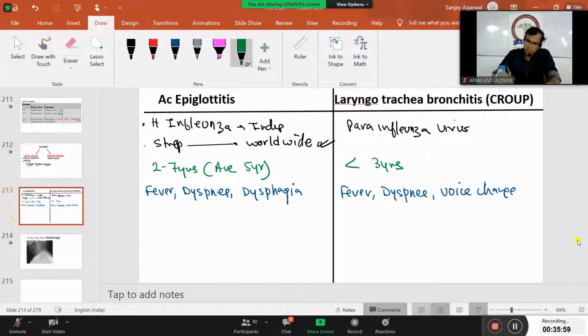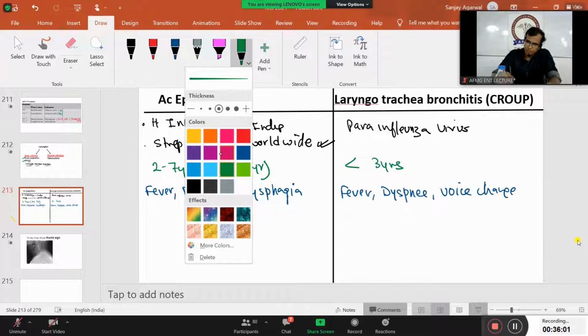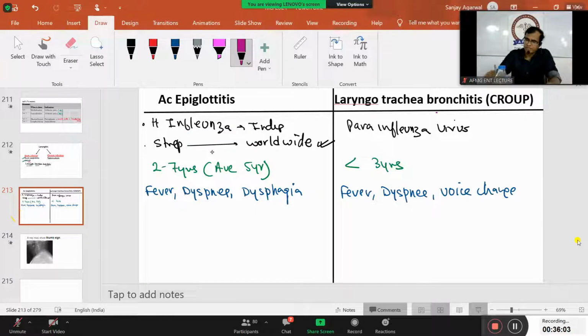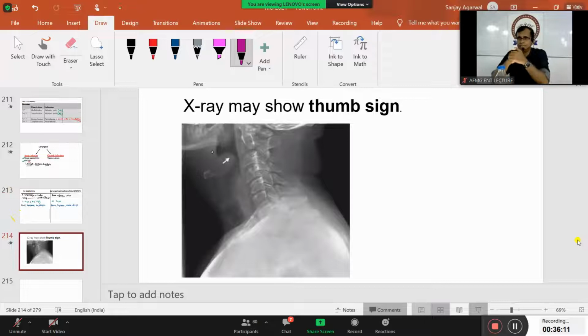And now comes the most important MCQ, the X-ray finding. And most of you know the answer. What is the X-ray finding for epiglottitis? It is called thumb sign. This is very, very, very important. Thumb sign. And can you see the epiglottis, the arrow? This epiglottis here is the shape of a thumb. The thumb sign.